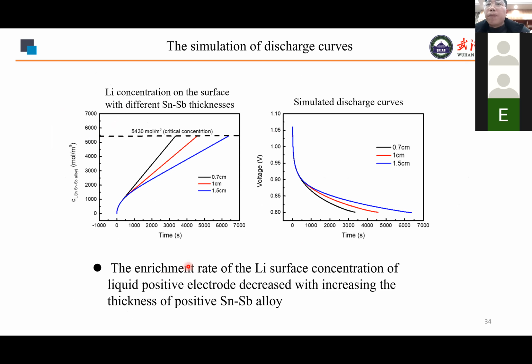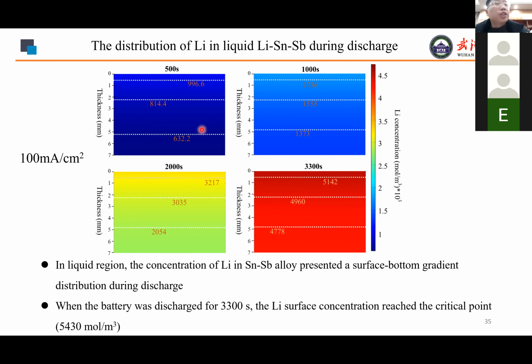The effect of the thickness of the positive electrode on the enrichment rate of lithium concentration on the surface is also simulated. The enrichment rate decreases with the thickness of the alloy. This is the distribution of lithium in the liquid positive electrode during discharge. The concentration presents a gradient distribution from surface to bottom. When it was discharged for 3,300 seconds, the surface concentration reaches the critical point, and we can find that the concentration gradient still presents.